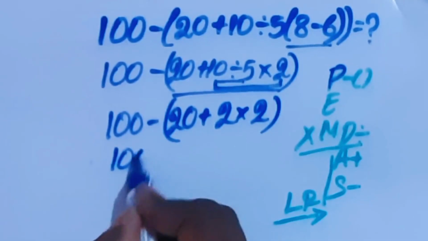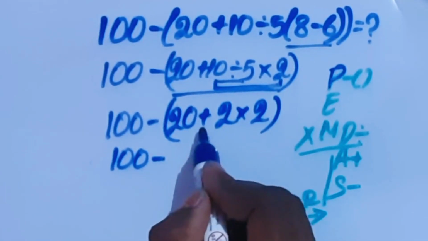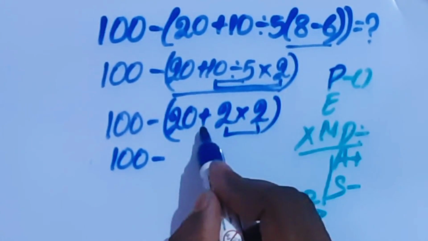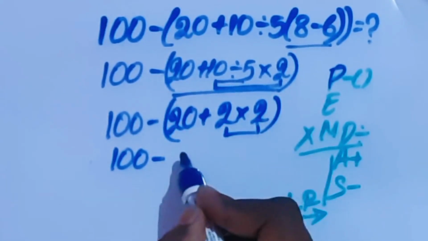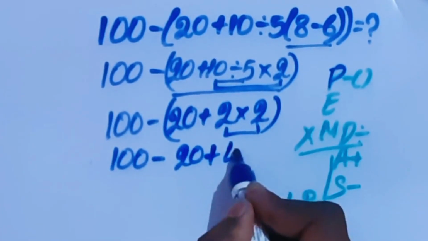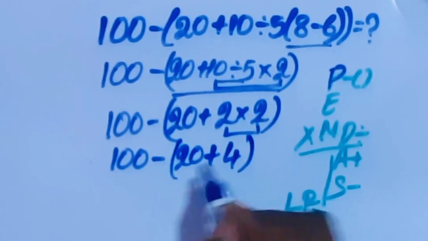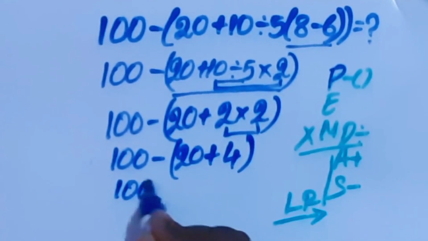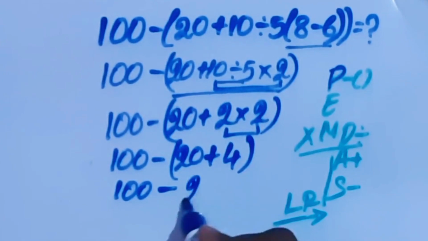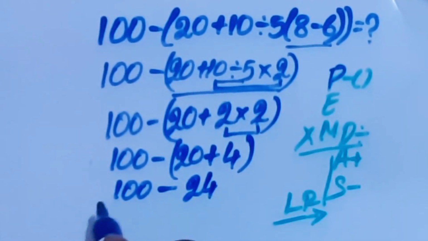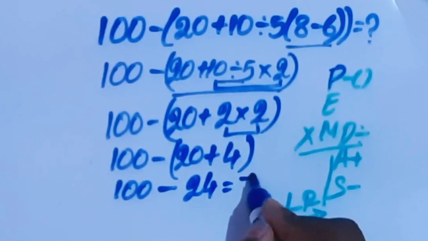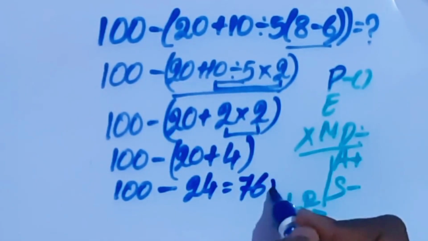So 100 minus, we have here addition and multiplication. Multiplication is higher priority than addition. So we have to do this multiplication: 20 plus 2 times 2 is 4. Now 100 minus, this is 20 plus 4 is 24. Now 100 minus 24 is 76, which is the correct answer here.